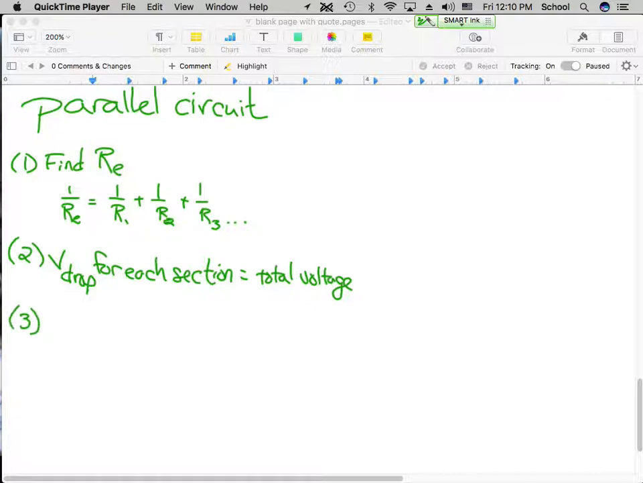In section 3, we find the current, and again, current is equal to voltage over resistance, same as we had before. And so here we do this for each branch. We found the voltage drop in a series circuit for each individual resistor, and the current was the same. Here the voltage is going to be the same, but the current we have to calculate for each one. So we do this for each resistor.